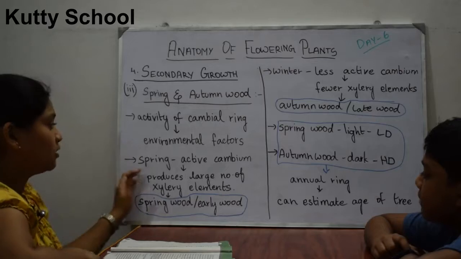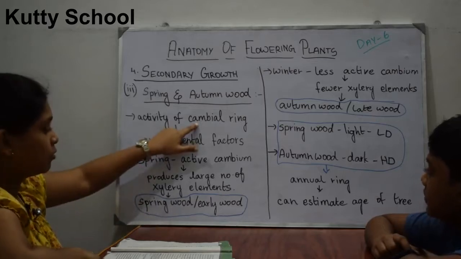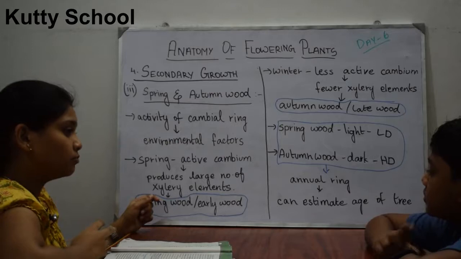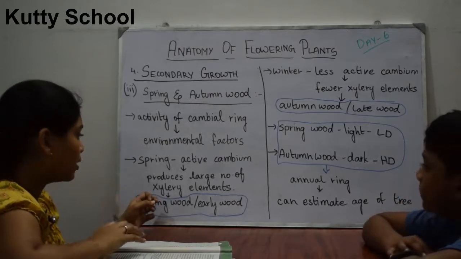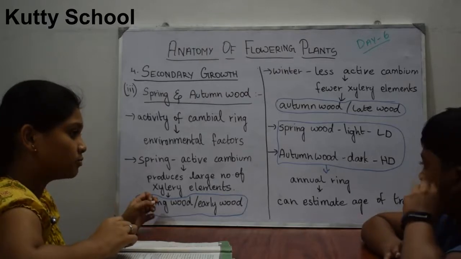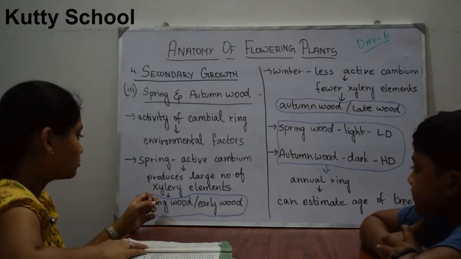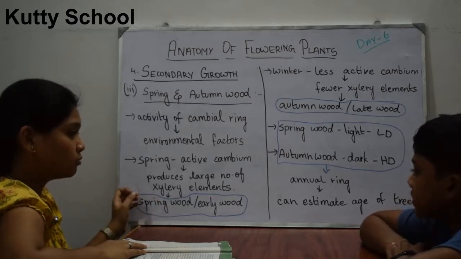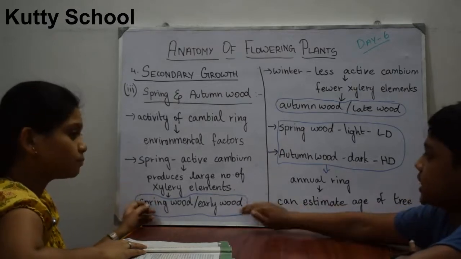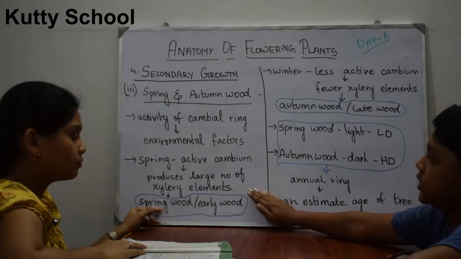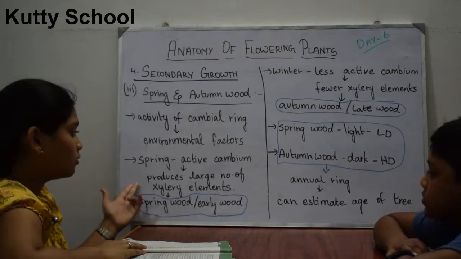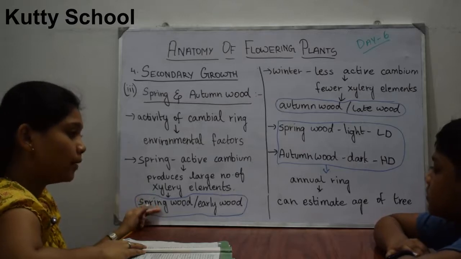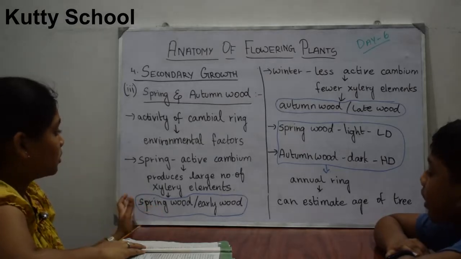In spring season, this cambial ring actively divides, so it is known as active cambium. It will actively divide cells towards the xylem. Mainly it produces a large number of xylary elements. The wood developed in this season is known as spring wood or early wood. Okay. So this is about spring.